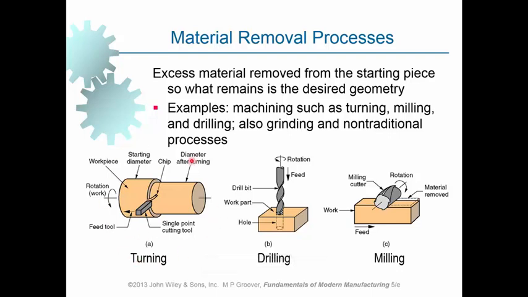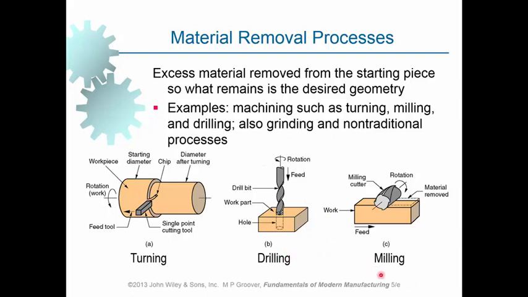In A, we can see a turning operation where a round material rotates and the cutting tool is not rotating, however, it moves along the length of the material in order to take the cut. So this process is used in order to produce rotational parts. In drilling, a round rotating cutting tool is used in order to make a round hole onto the workpiece that is stationary. We are all familiar with this process.